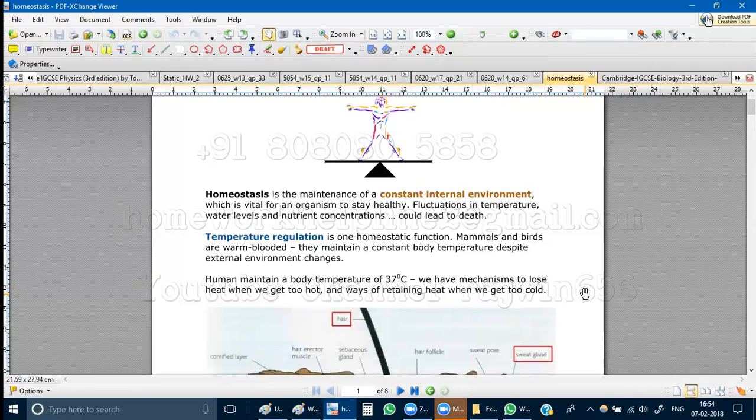So there are different mechanisms or processes by which human body temperature will be maintained even if the outside temperature is hot or cold. You can just take down the definition of homeostasis and the meaning of temperature regulation.